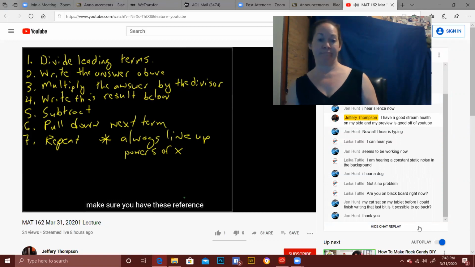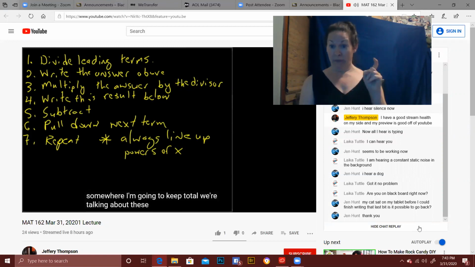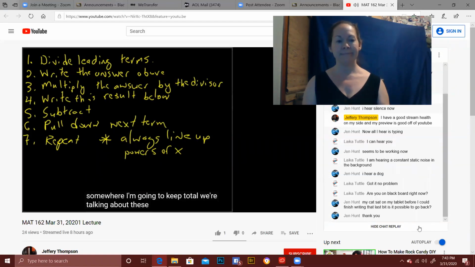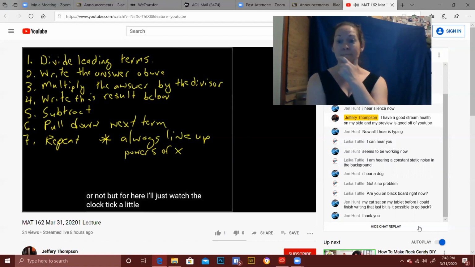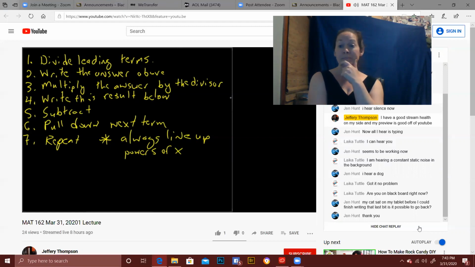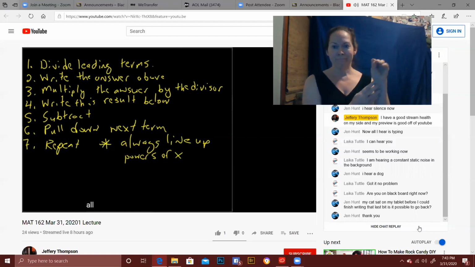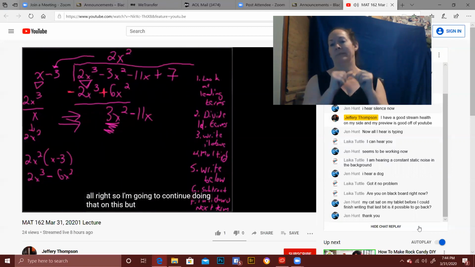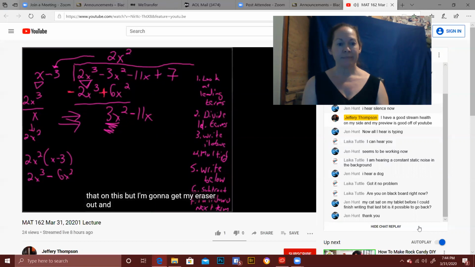Make sure you have these referenced somewhere. I'm going to keep talking about these. See this, whereas in class I'd keep looking at your pencils to see if you're still writing or not. But for here, I'll just watch the clock tick a little bit. Alright, so I'm going to continue doing that on this. But I'm going to get my eraser out and erase these things off on the side here.